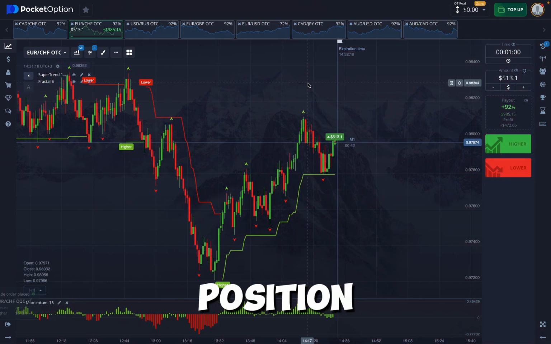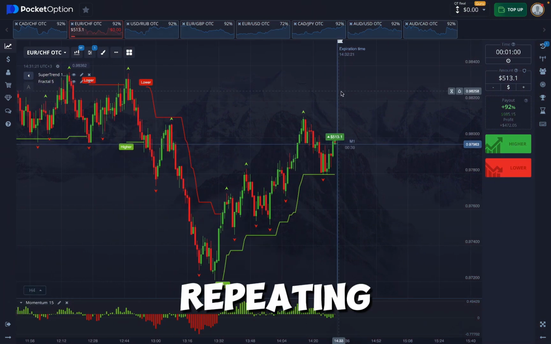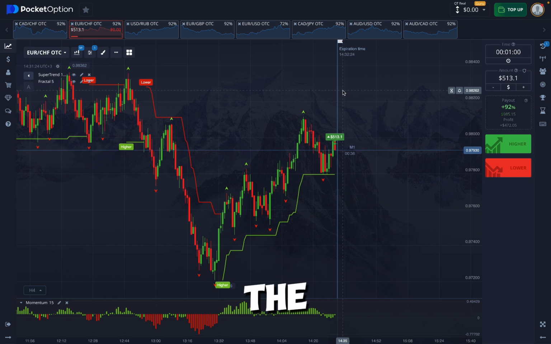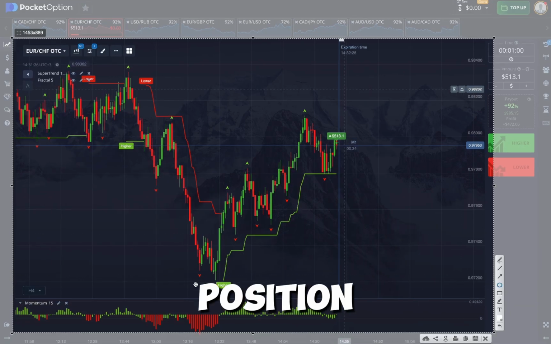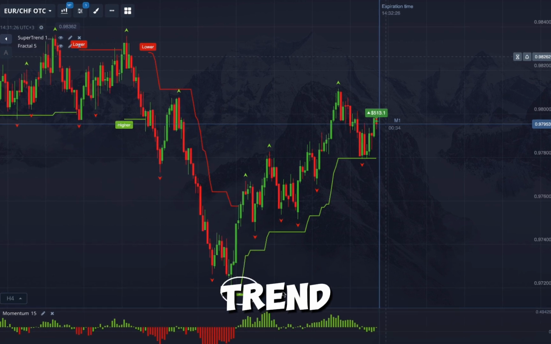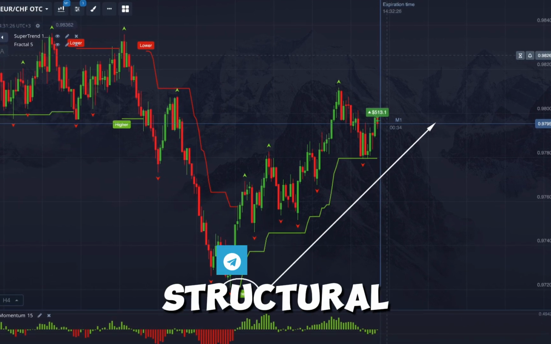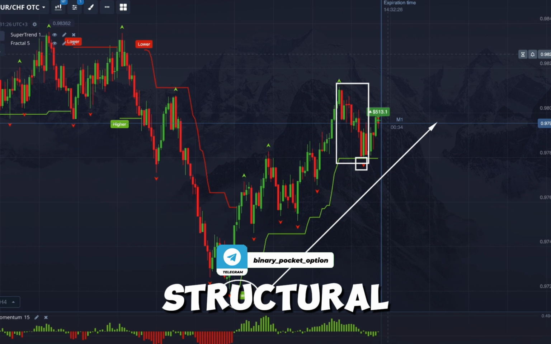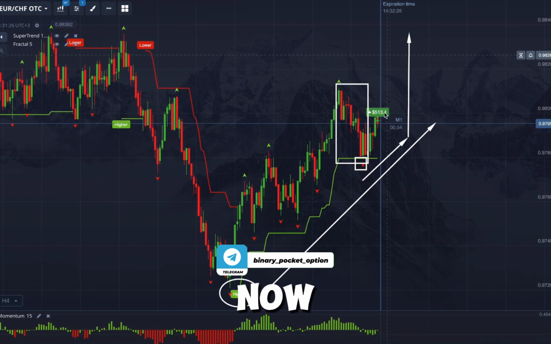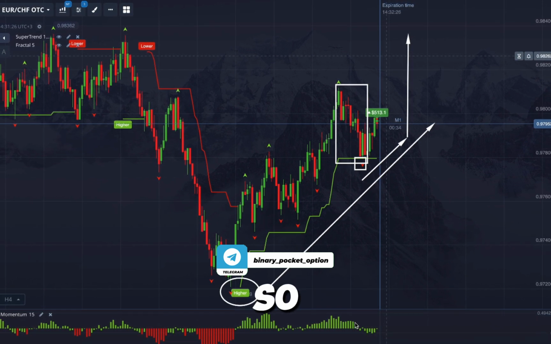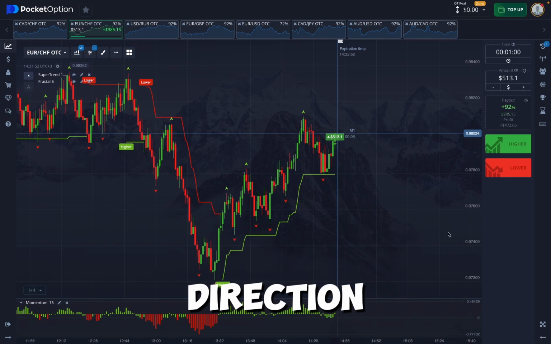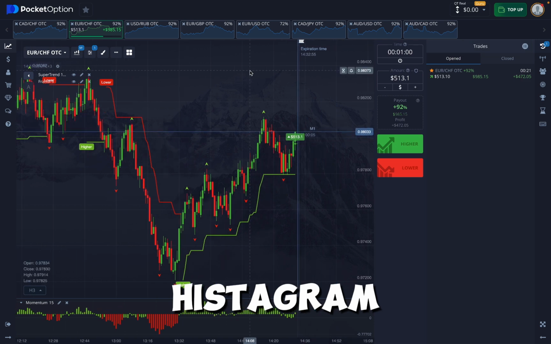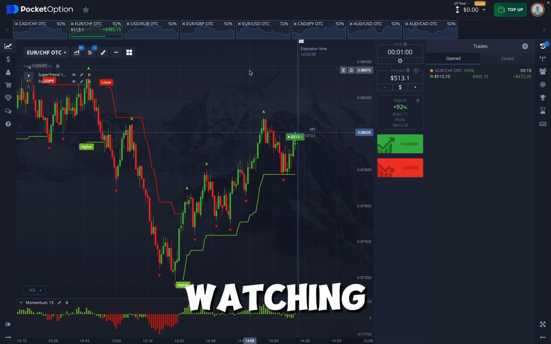Let's open an upward position here. I won't get tired of repeating, but the entry logic remains exactly the same. We'll highlight the workspace, and first of all, the super trend position shows an upward trend. There was a rollback. A structural minimum has formed. The structural maximum should be updated now. So far, it has not done so. So we can open a deal to increase. I also noticed changes in the direction of volumes on the oscillator histogram. So the opening is going up. We are watching the result.